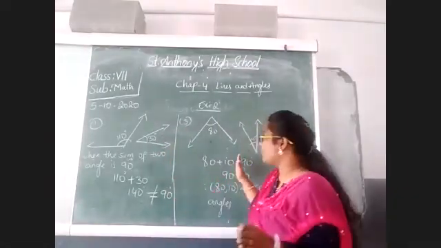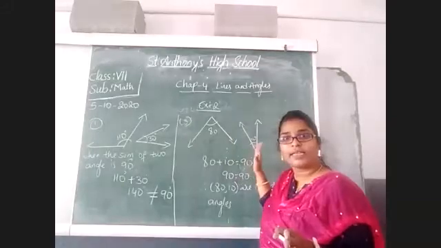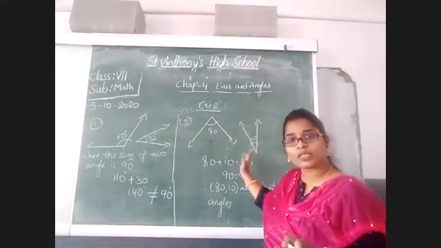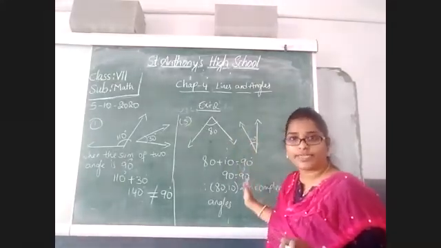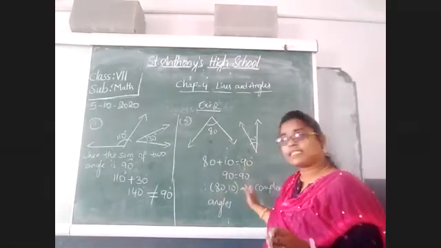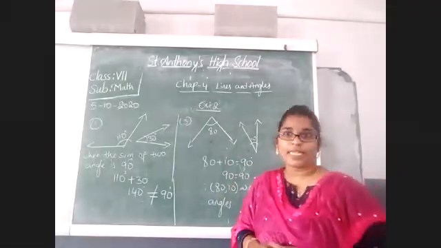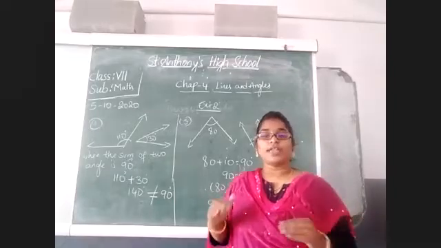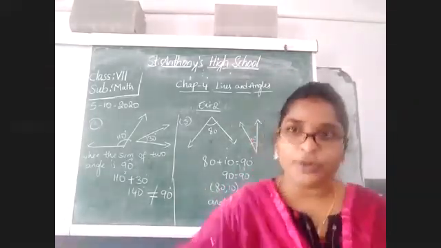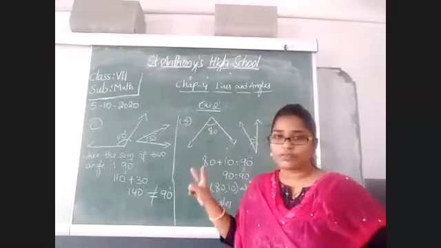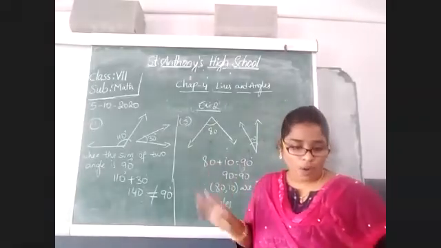Understand? Now coming to the third question, 80 and 10. Here the sum of both is equal to 90 degrees, so we can say these are a pair of complementary angles. Are you clear? Now let's move to the second question. You can copy both, and the first bit, the second question, you have to take as homework.